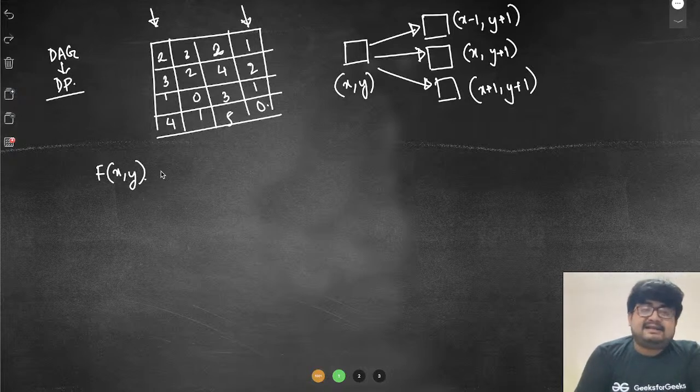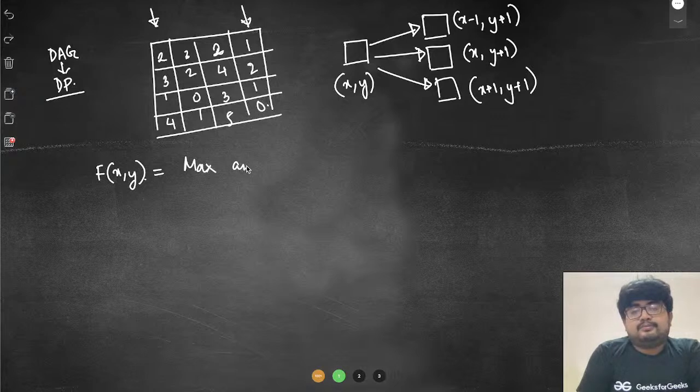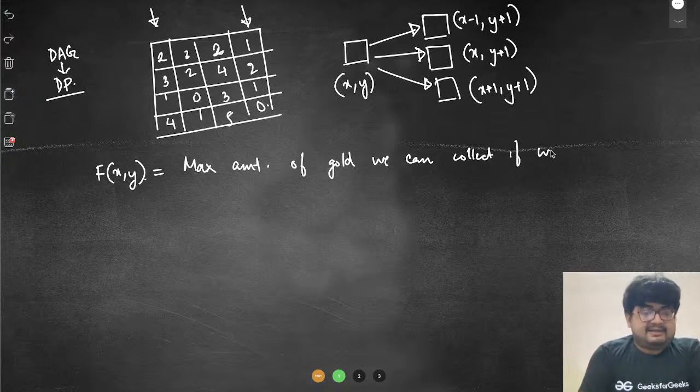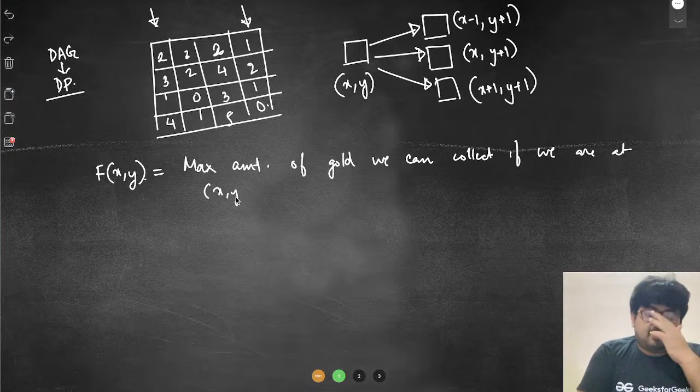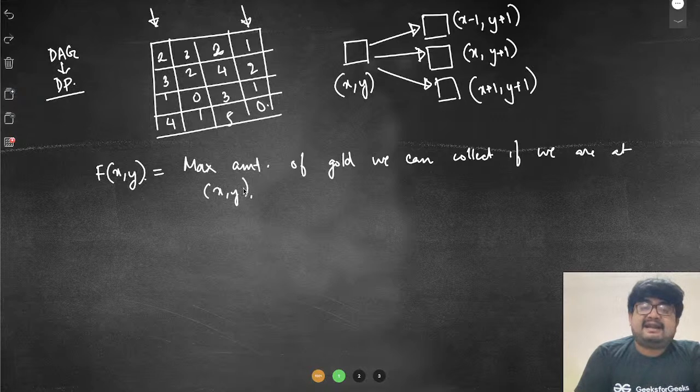Now to understand the DP, what is f of x comma y? We are defining a function f, where x comma y is the cell or the coordinates that we are at right now. So f of x comma y is the maximum amount of gold that we can collect if we are at x comma y.